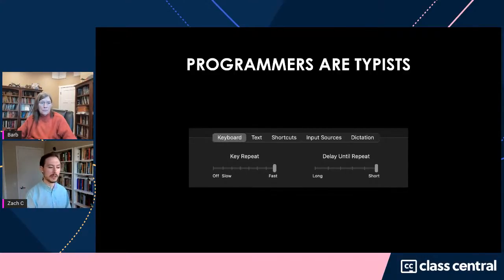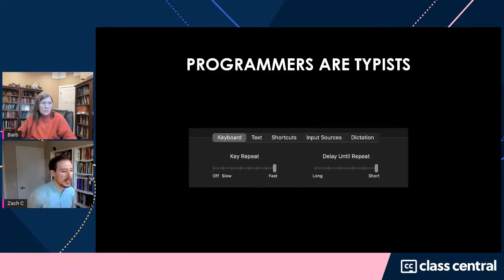There's tons of typing tutors available. There's even some that focus on the weird keys that programmers use more often than typical digital workers. This is a screenshot from the keyboard system preferences in OS X on my Mac. And one of the easiest things you can do to amp up your typing speed is to just crank both of those knobs, the sliders I should say, all the way to the right. And this will immediately make your keyboard much faster and more responsive.